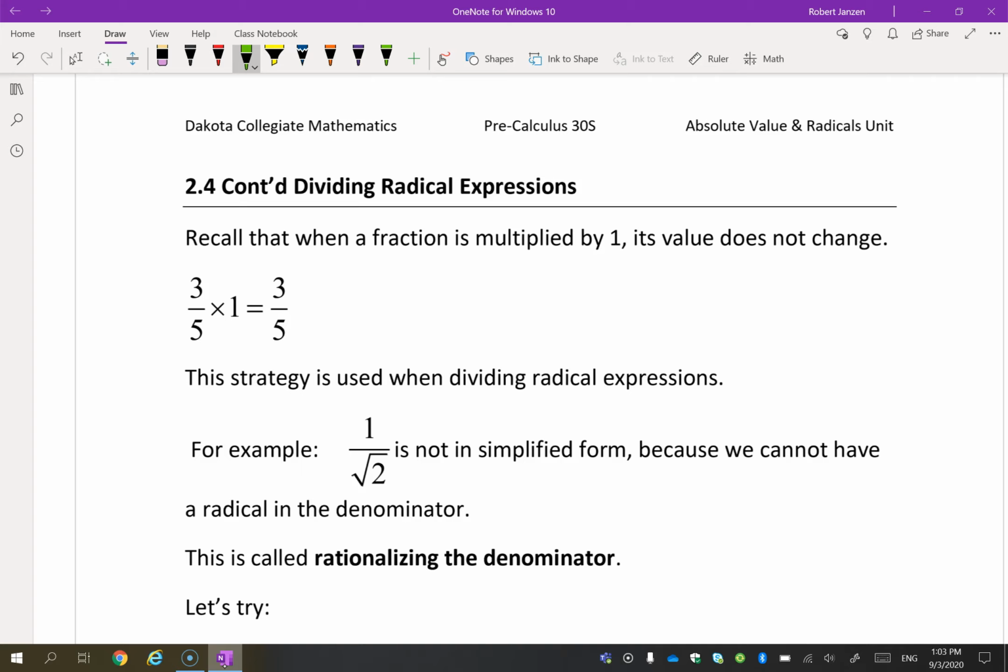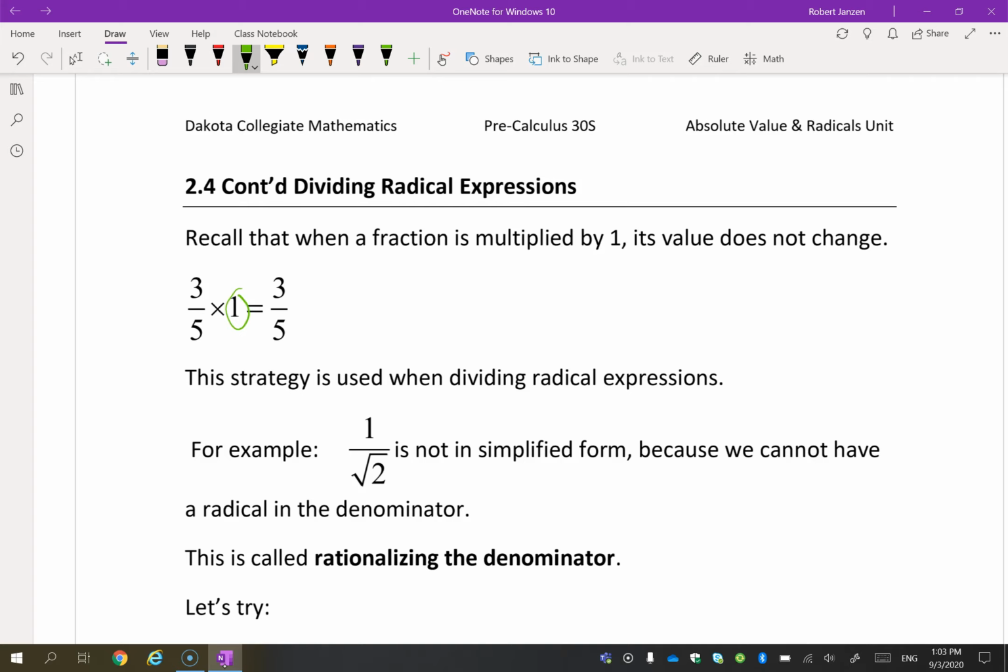Adding, subtracting, pretty simple if you can simplify them. Multiplying is really pretty basic. Dividing is a little bit strange. We'll call it strange. Not hard, but strange. Okay? Before we start, recall that you can always multiply something by 1 and it doesn't change.